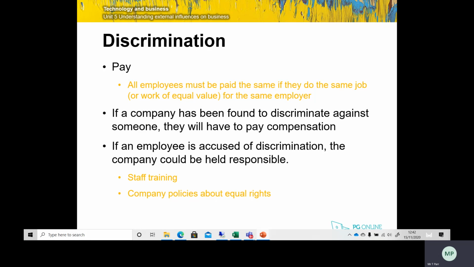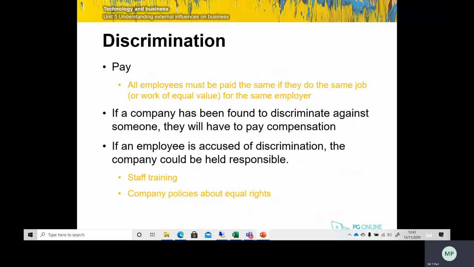Now, at the same time, employees could, either on purpose or without knowing, discriminate against a customer or other employees. So, for example, let's say it's really, really busy in a shop, and one person for some reason chooses to serve female customers over male customers. They are discriminating against the male customers. So if an employee is accused of discrimination, either by a customer or even by other employees, the company could be held responsible. And that's where staff training comes in, making sure they understand that they can't discriminate against other people for one reason or another.